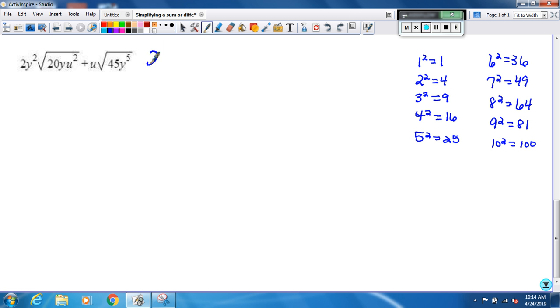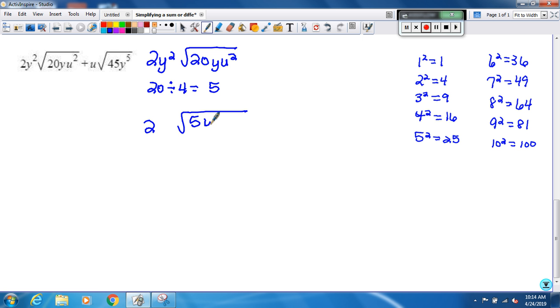Y squared, the square root of 20 y u squared. Okay, 20. We could do 20 divided by 4. That equals 5. So that goes underneath the radical. And then we divided by 4, so the 2 goes out front. Okay, the y that doesn't have an exponent stays inside. And then for the u, 2 divided by 2 is 1, so we can take out 1u, and then we had a y squared and another 2. So that becomes 4u y squared square root of 5y.